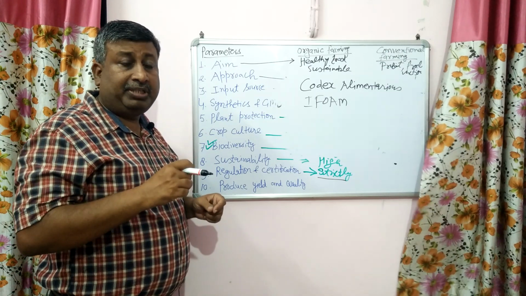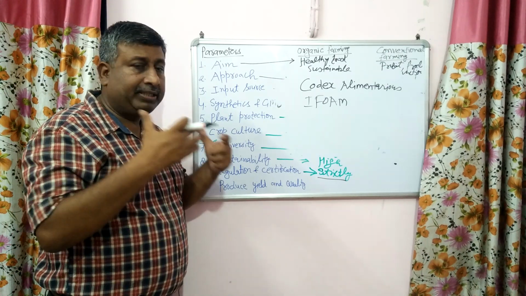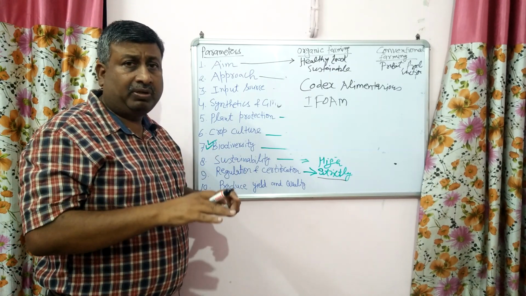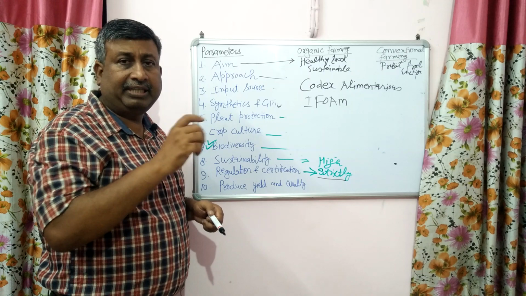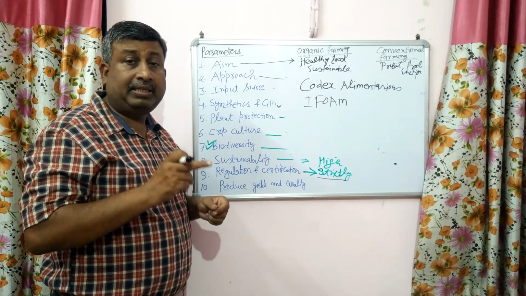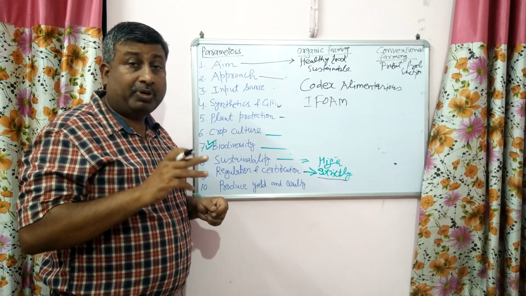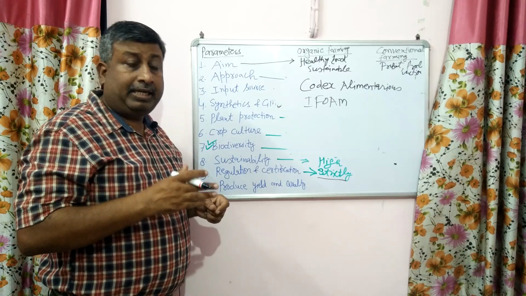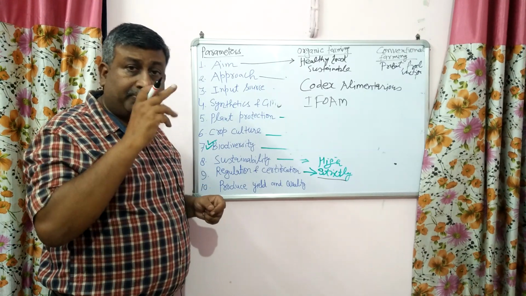If it has any contamination, then it is not organic. Suppose we are providing only FYM or compost and using only this organic, but it has some toxic residue or any contamination, heavy metal contamination, then it is not considered an organic product. So organic product is not only the application of FYM or organic. It should be free from pesticide, free from contamination.